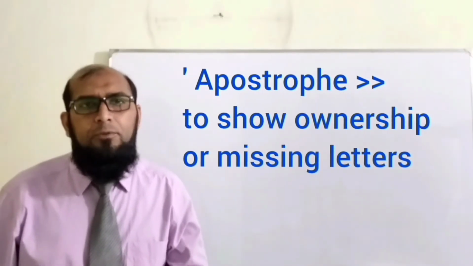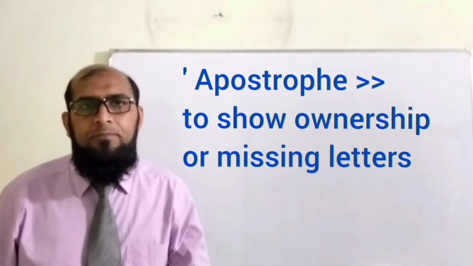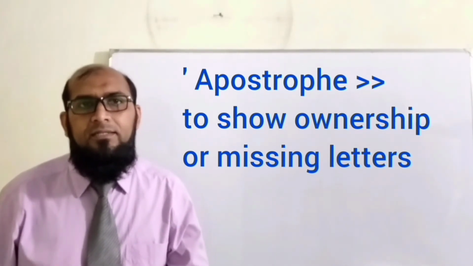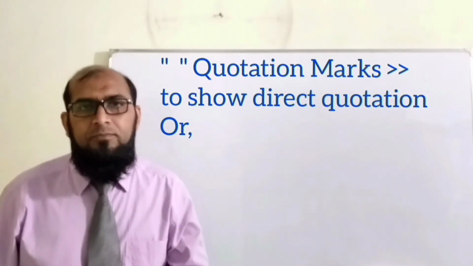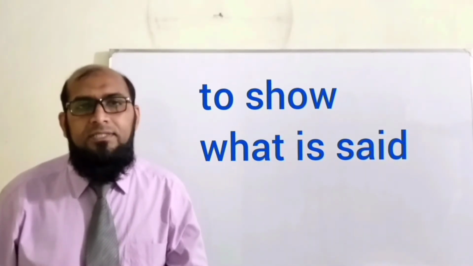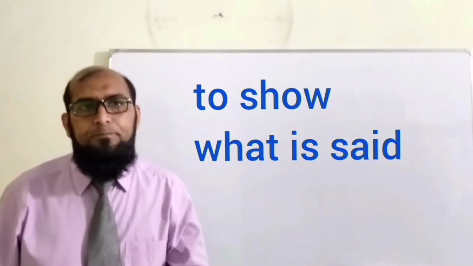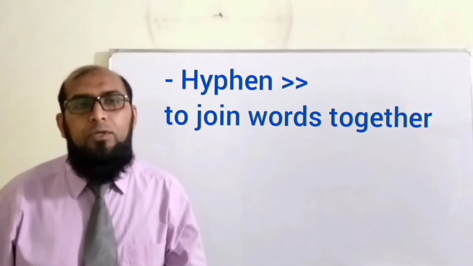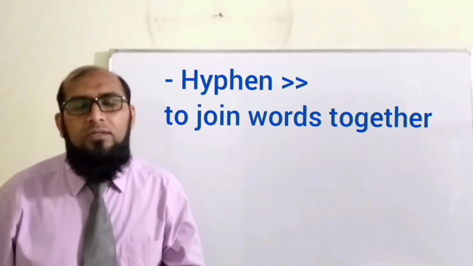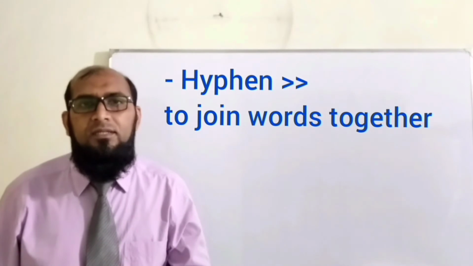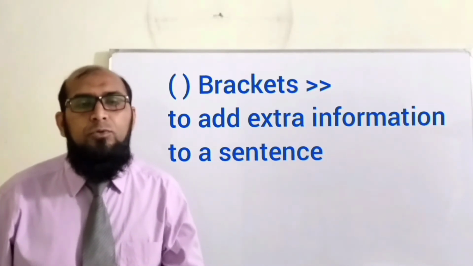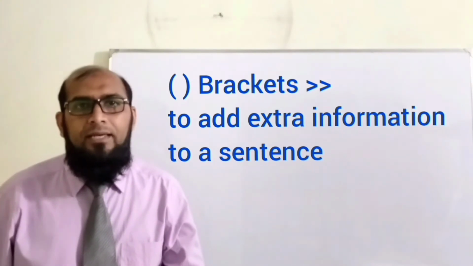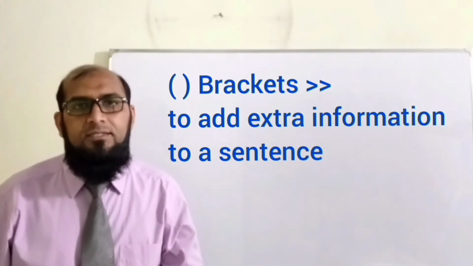Apostrophe. We use apostrophe to show ownership or missing letters. Then quotation marks. We use quotation marks to show direct quotation or to show what is said. Then you can see hyphen. We use hyphen to join words together. Now you can see brackets, and we use brackets to add extra information to a sentence.